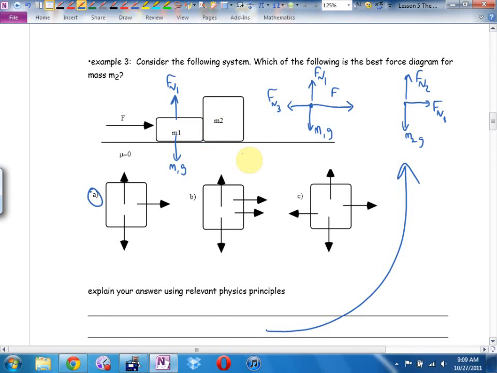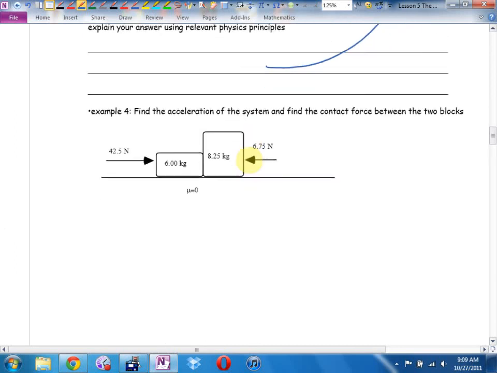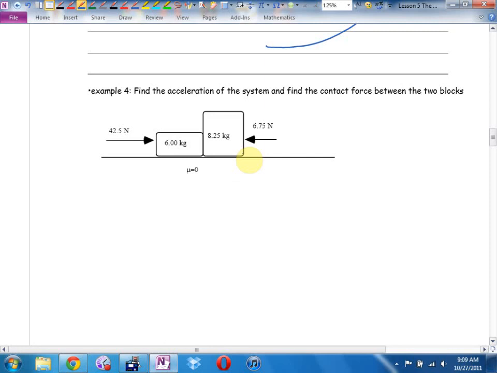Example 4. Find the acceleration of the system and find the contact force. Oh, that's a great name. I called it normal force number 3 in the previous question. How about instead we call it contact force. That sounds like a good name, because the two surfaces are in contact. That works for me. So, what are the forces acting?